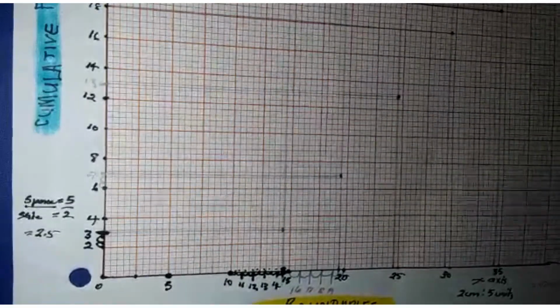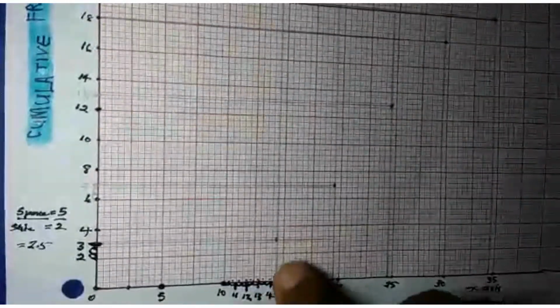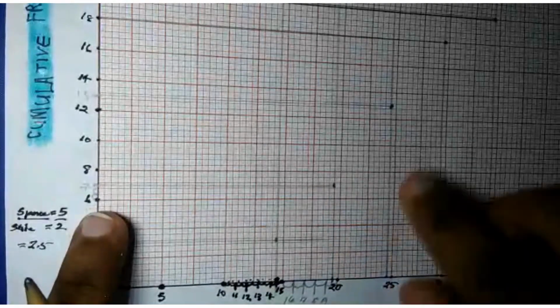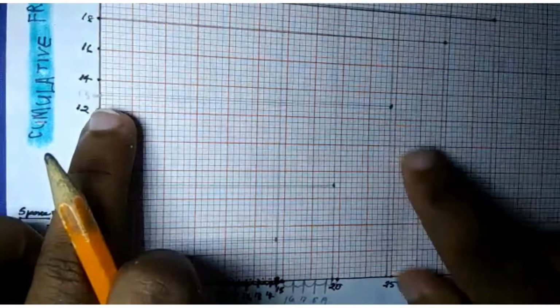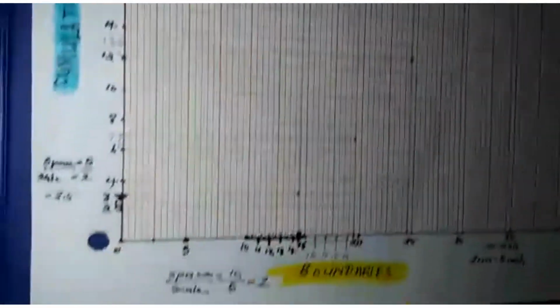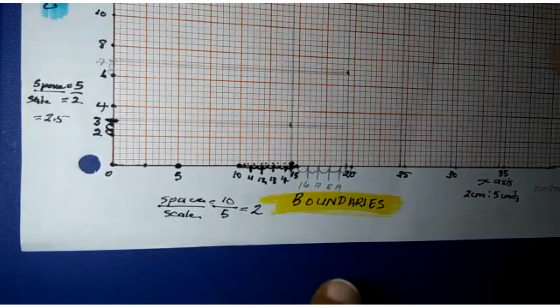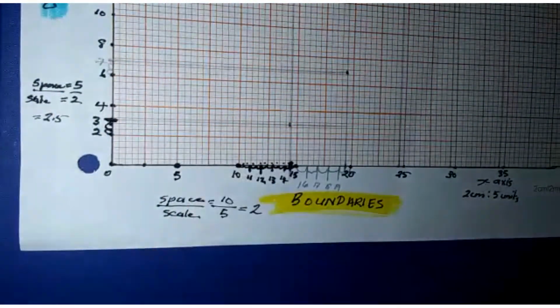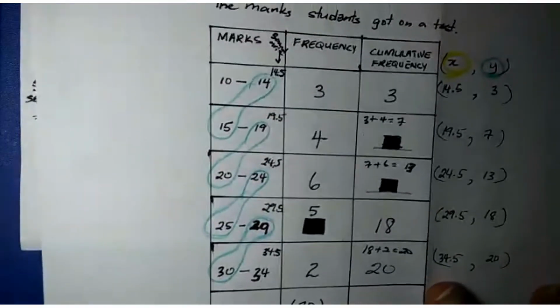So I've gone ahead and put in all my points, right? The 14.5 with the 3, the 19.5 with the 7, the 24.5 with the 13, the 29.5 with the 18, and the 34.5 with the 20. Good. So I went ahead and put in all of those. But if you look at it, my cumulative frequency curve must touch the x-axis. So we need another point out here.